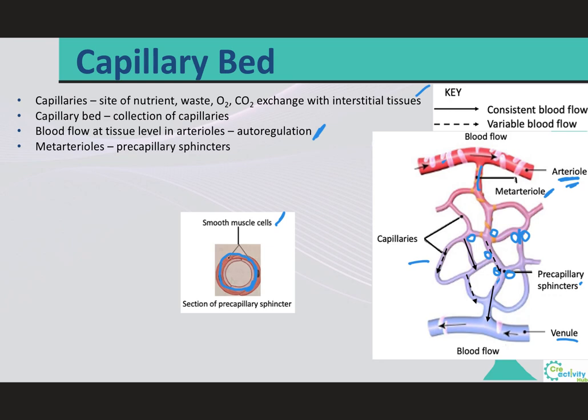So here, if it's a consistent blood flow, for example, we have a solid line arrow, and if it's a variable blood flow, then we have a dashed arrow. And this, of course, is just a representation of what can be happening. So either it's going to be occurring slowly if we are at rest, for example, or it's going to be occurring fast if we are doing exercise.